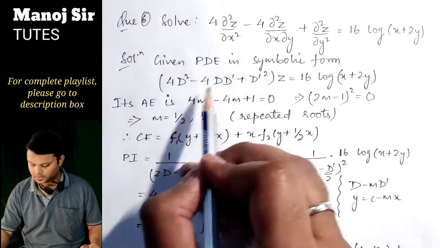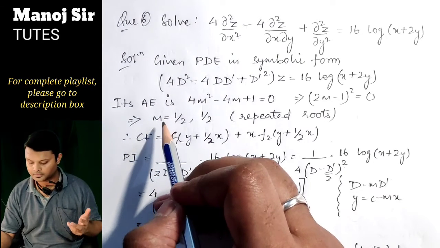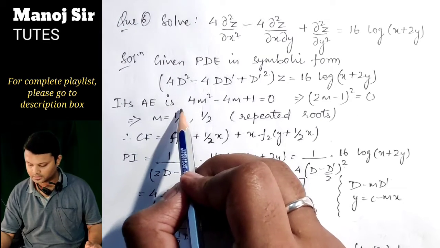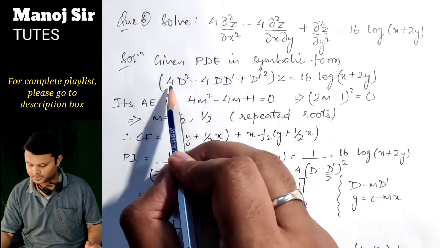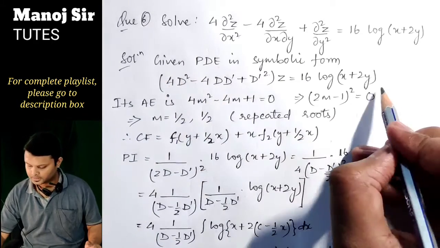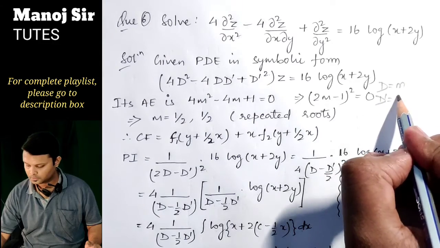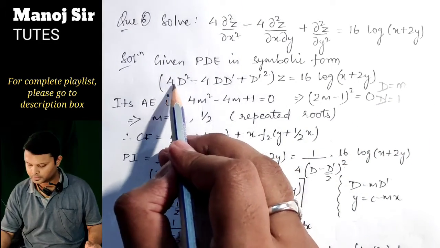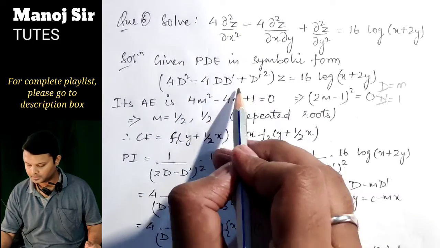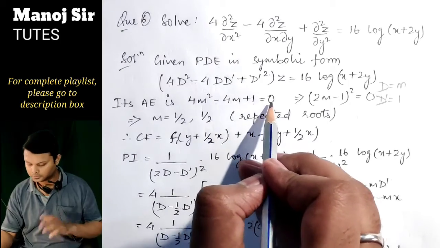Fine. Now we need to find the complementary function, but before that we need to write the auxiliary equation. We will take this part which is in the bracket, and simply put D equals m and D dash equals 1. So this becomes 4 m square minus 4 m into 1, that is minus 4m, plus 1 square, that is 1, equals 0. Simply equate this to 0.